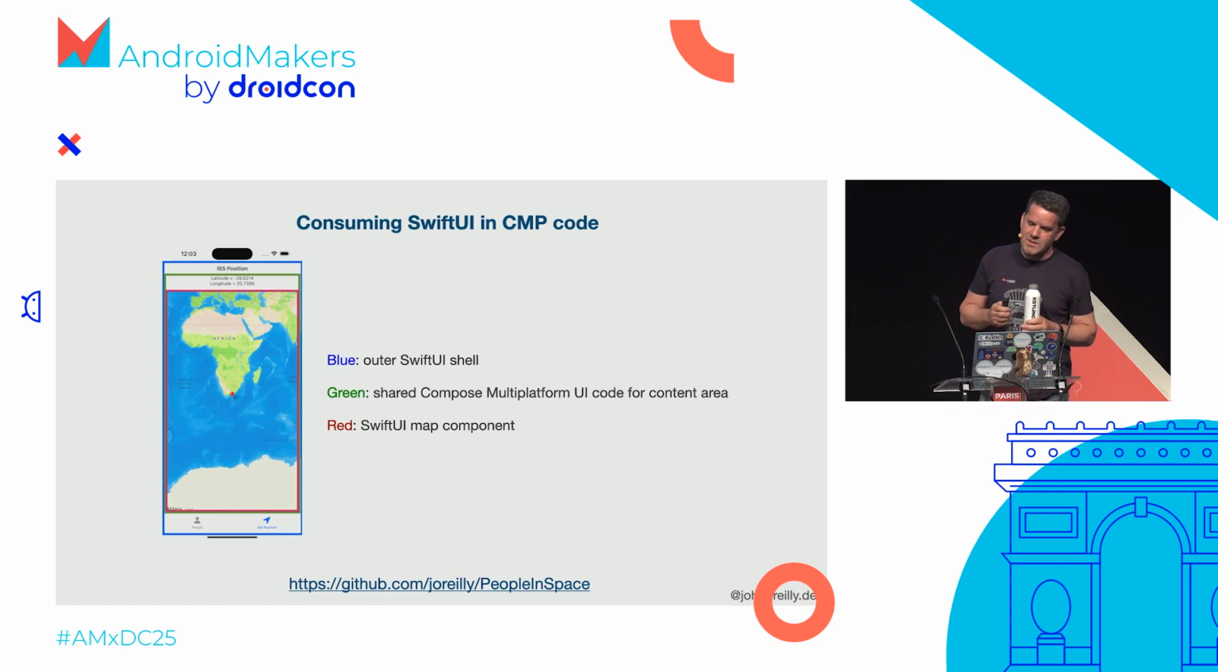So I'm going to illustrate this using this example from the People in Space sample, where we're showing the position of the International Space Station. Here we have an outer SwiftUI shell that just basically includes a title bar. That in turn uses Compose for the content area, which in turn uses SwiftUI for the map. This is somewhat of a contrived example, but is designed to hopefully clearly illustrate the various moving parts needed to allow implementing something like this.